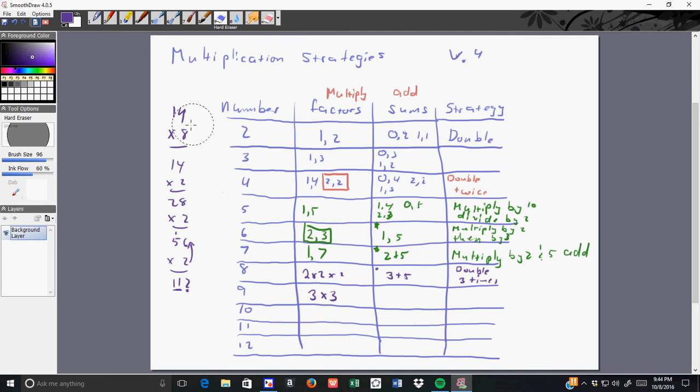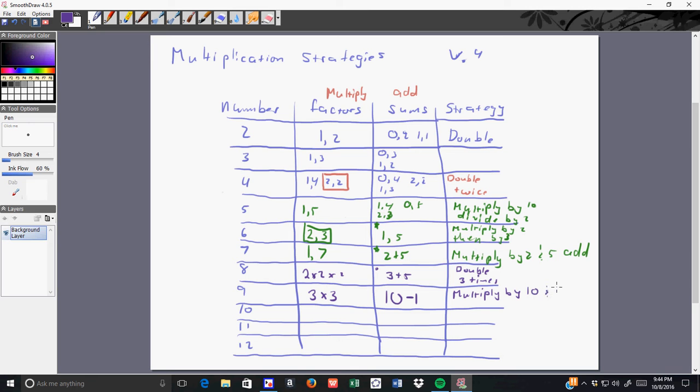All right, 9 is 3 times 3. So if you wanted, you could multiply the number by 3 twice. But I'm going to argue that there's actually a better way of looking at this. 9 is really 10 minus 1. So I multiply by 10 and 1, and then I subtract. So 7 times 9 is the same as 7 times 10 minus 7 times 1. So 7 times 10 is 70. Take away 7, and you get 63.